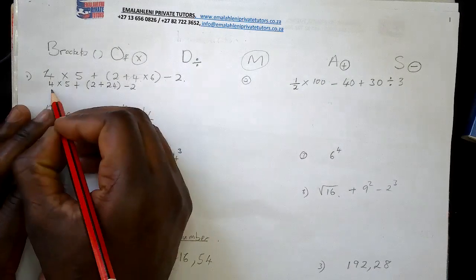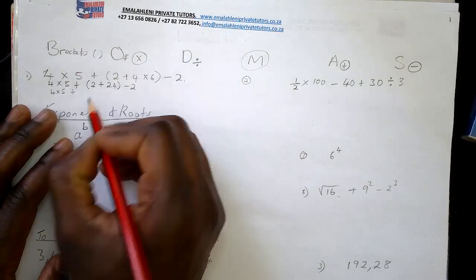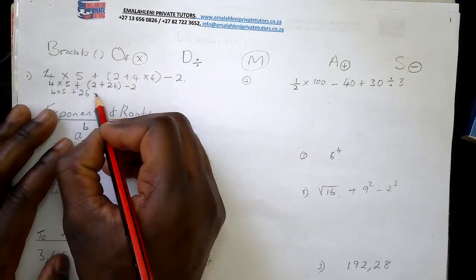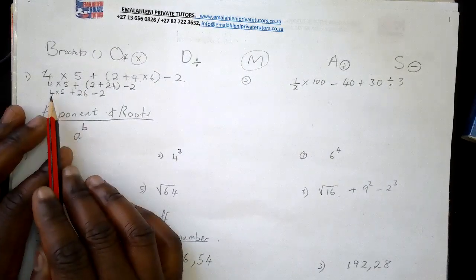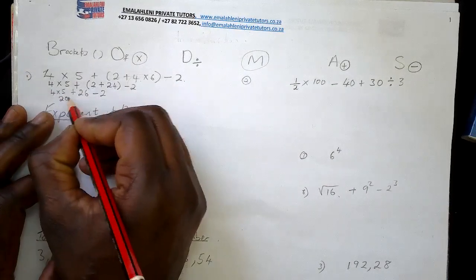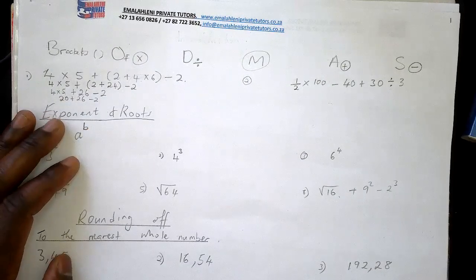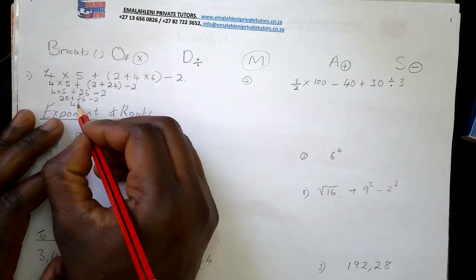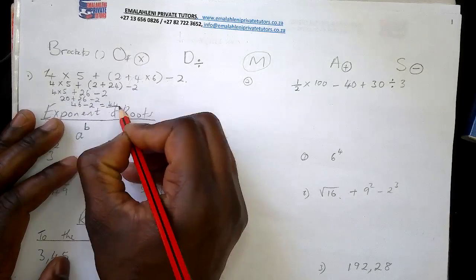Now when we have that, we have 4 times 5 plus, what do we get there, 24 plus 2, sorry, is 26, minus 2. Then from there we multiply 4 times 5. We get 20 plus 26 minus 2. Then 20 plus 26 we get 46. It's going to be 46 minus 2. Then we get 44. That should be our answer there.